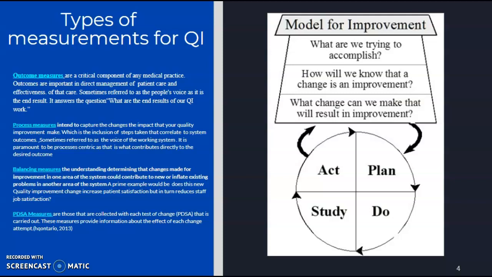We have the balancing measures, which is understanding and determining whether changes made for improvement in one area of the system can contribute to inflating an existing problem in another area of the system. A prime example of this would be new quality improvement changes to increase patient satisfaction, but in turn it reduces the job satisfaction of associates. And the PDSA measure, which we mentioned, are those that are collected with each test of change. That measurement is collected and is carried out. This measure provides information about the effect of the change that we're trying to attempt.